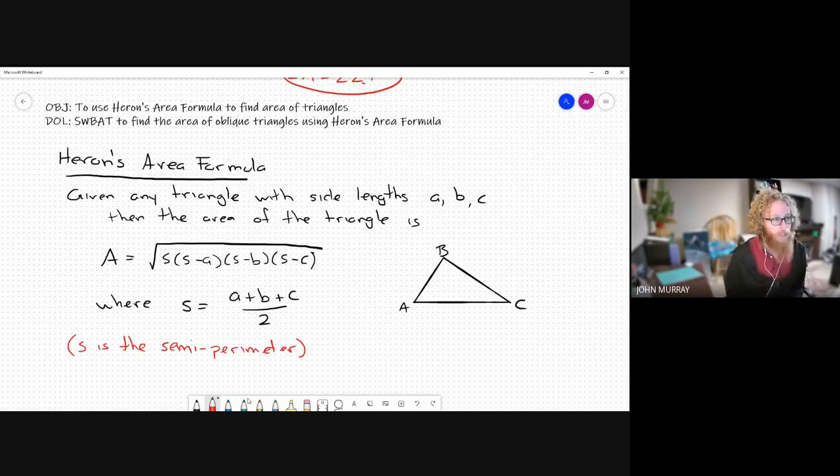And it's kind of self-explanatory. For the perimeter, we add up all the sides, and we divide by 2. So that would be the semi part. So it's kind of like finding the average, but instead of dividing by 3, we divide by 2. So we come up with this number s, and then it's pretty straightforward. It's the square root of s times s minus a times s minus b times s minus c. So you're multiplying those four numbers, and then you're taking the square root. And that is Heron's area formula.